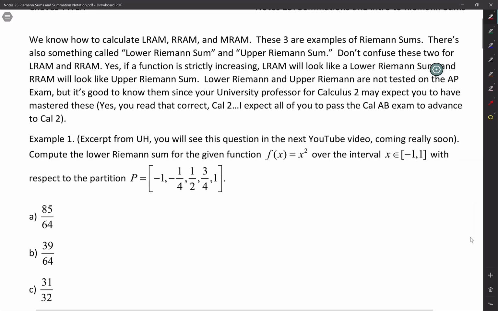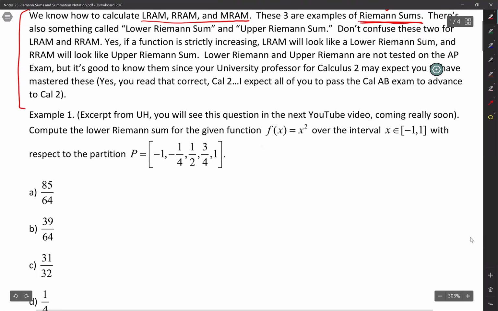I guess you can read this whenever you get a chance. LRAM, RRAM, and MRAM are three examples of Riemann sums. In case you're wondering, what's a Riemann sum? It's just a fancy word. There's a guy who got credit for finding areas under curves, and his name was Riemann. It's just a fancy way of finding an area under a curve, and the way we do it is length times height, or width times height. It's just a rectangle.